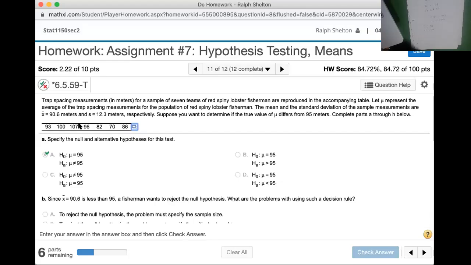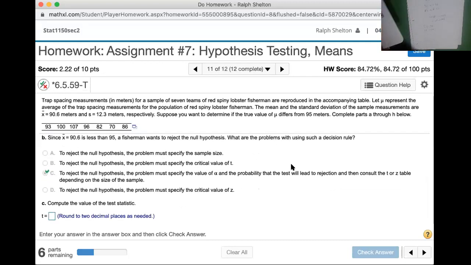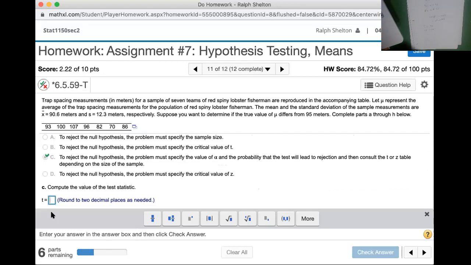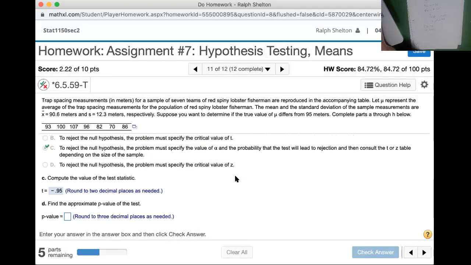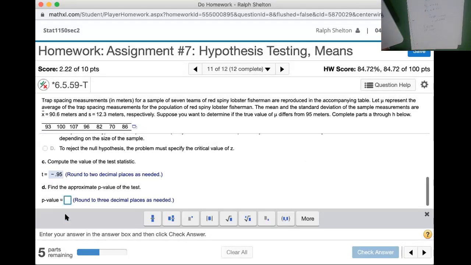Let's stop share. Okay, we're going to scroll down. It said calculate the test statistic, round to 2 decimal places. Okay, 2 decimal places would be minus 0.95. Okay, we're good there. Find the approximate p-value to 3 decimal places, 0.379.